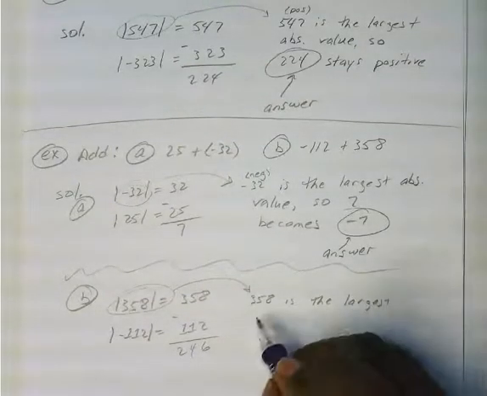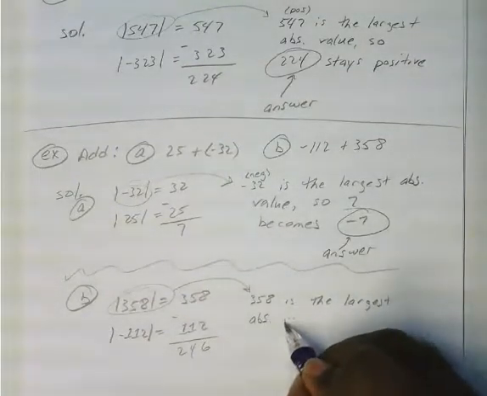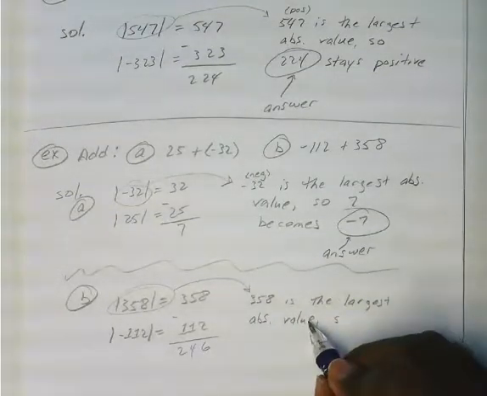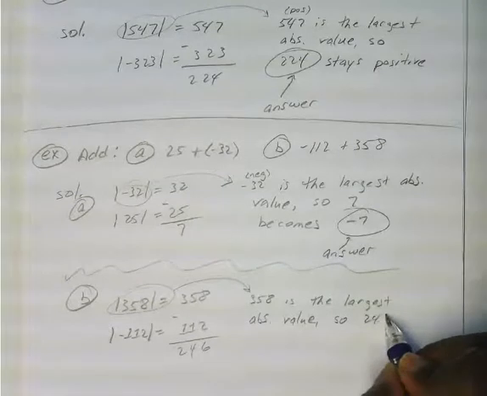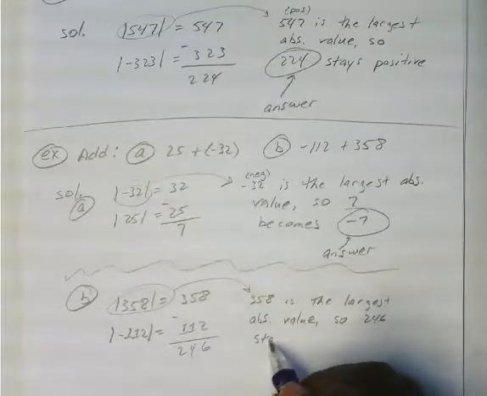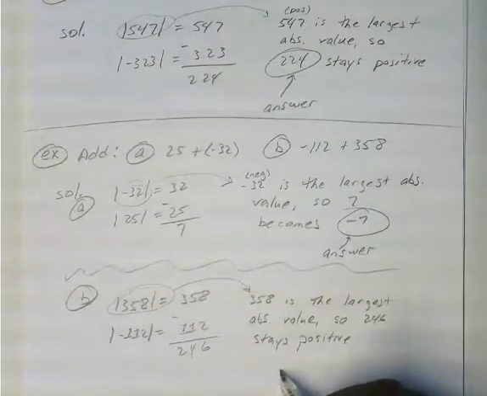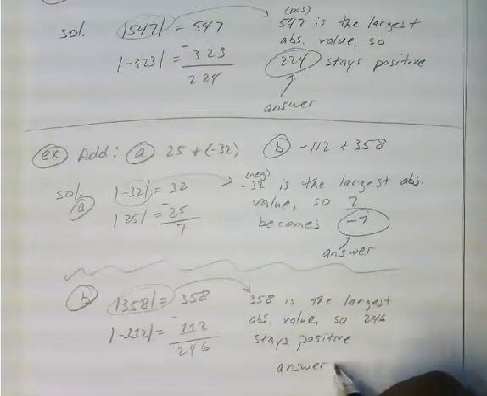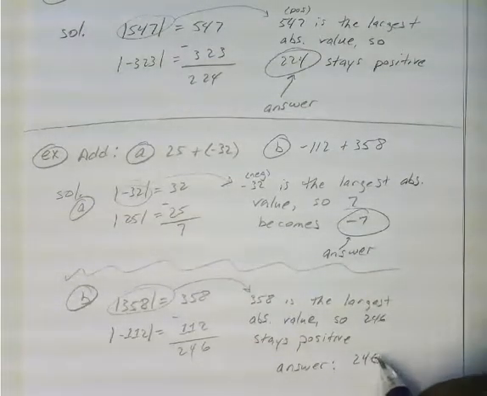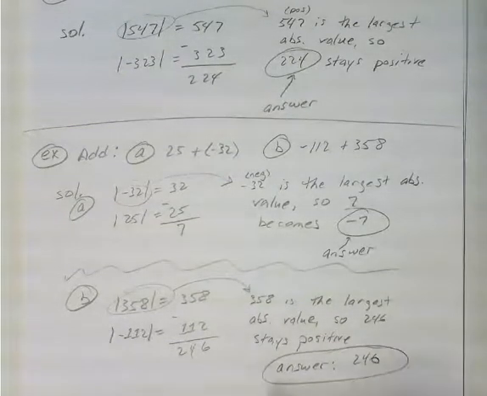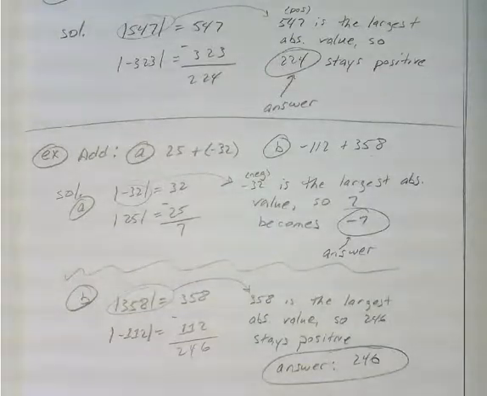358, the largest absolute value. So 246 stays positive. So that means your answer is just 246. Okay, so hopefully it's all making sense so far.